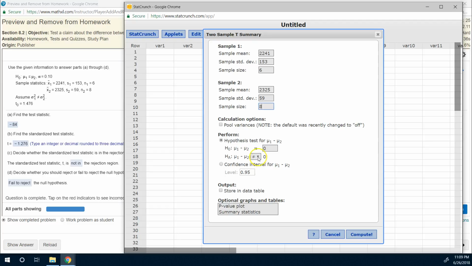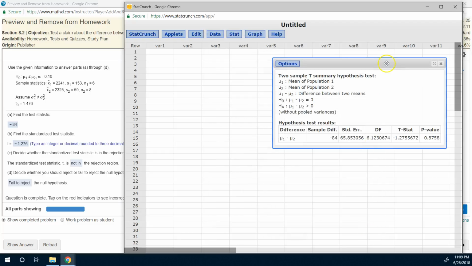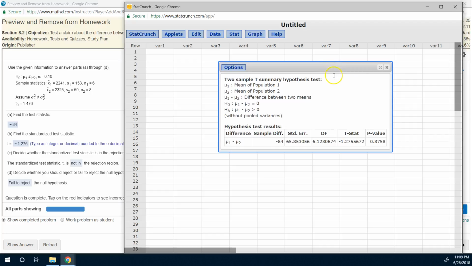And we want a right tail test, as mentioned, because the null hypothesis is less than or equal to, so the alternative we want greater than, the opposite of less than or equal to. And that's it. Compute. There we go. Okay, so let's see where we get this information. The difference between the two sample means we could do pretty easily. 2241 minus 2325 gives us negative 84. And the standardized test statistic, the t-stat, is negative 1.276.